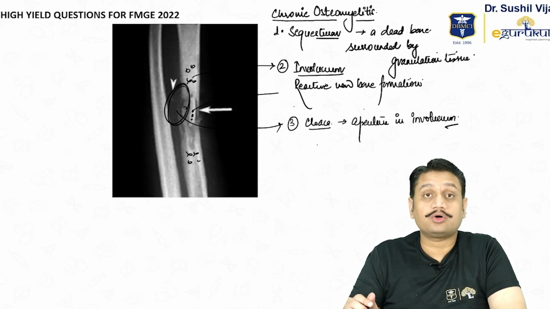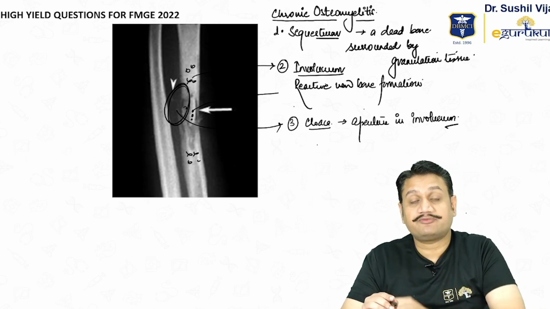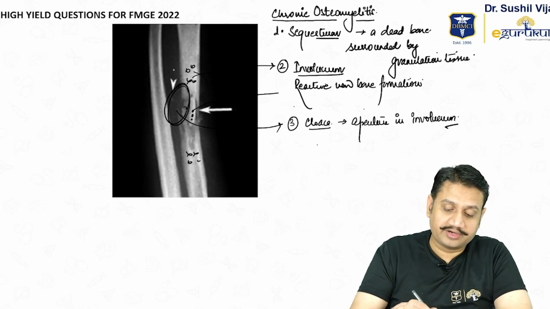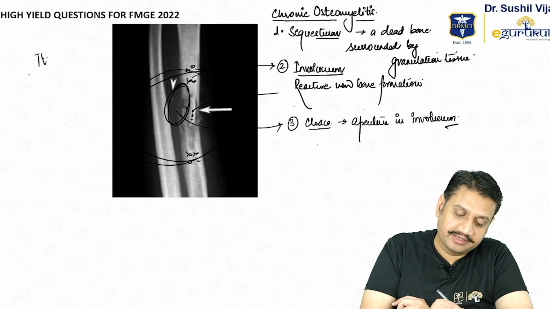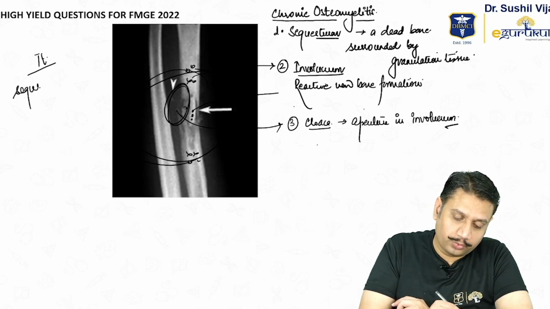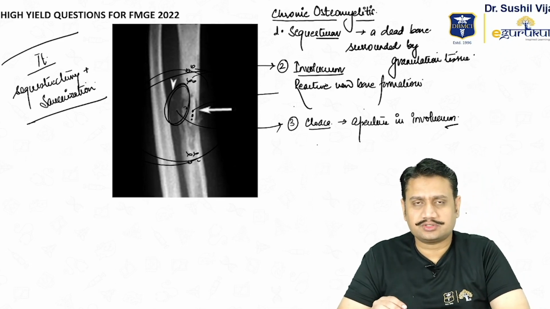Okay, so chronic osteomyelitis. Please remember, this is the pathology for which we do the surgery of removing the infected foci first. First, we have to remove the infected foci. Therefore, the treatment here will be, first is always sequestrectomy plus saucerization. So, saucerization is what?